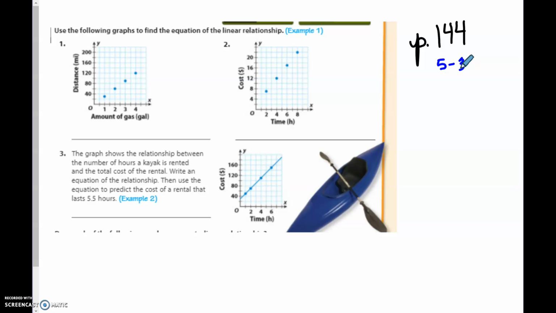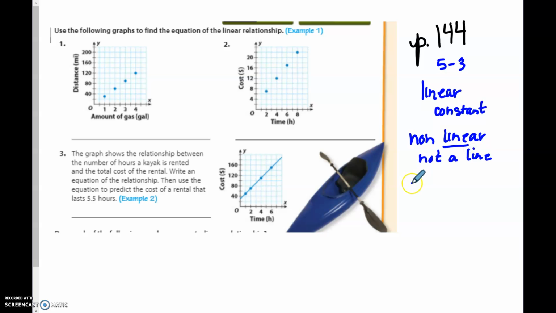Another thing that we need to talk about is if something is linear or non-linear. If something is linear, it's going to be a straight line and it's going to have a constant rate of change. If something is non-linear, look at the first four letters: "non-line". Basically, that's all they're saying, not a line. If we connected all of the dots, it would not make one straight line, and it does not have a constant rate of change.